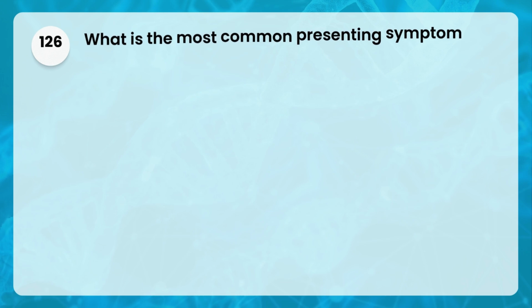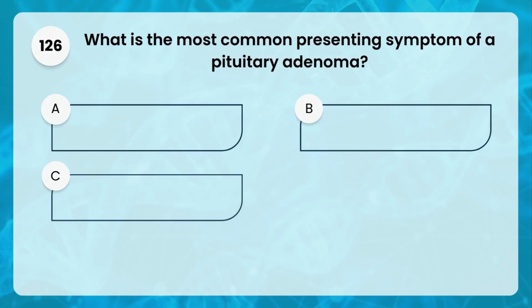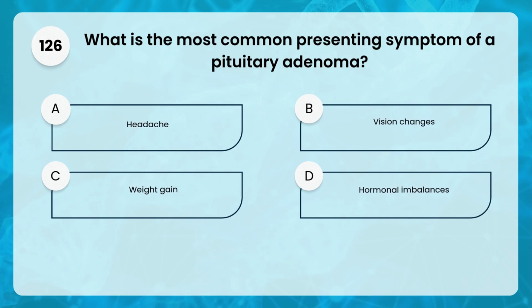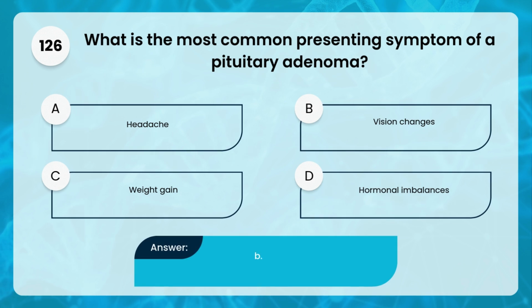Number 126. What is the most common presenting symptom of a pituitary adenoma? A. Headache. B. Vision changes. C. Weight gain. D. Hormonal imbalances. The answer is B. Vision changes.